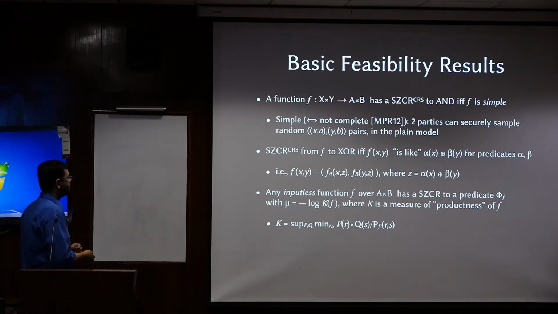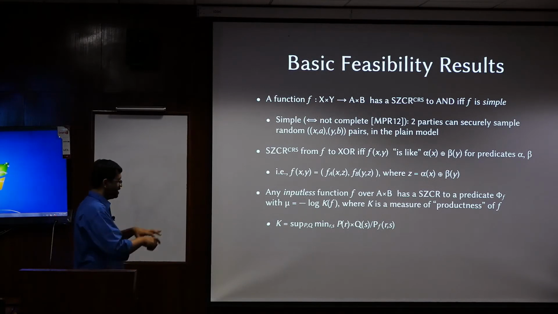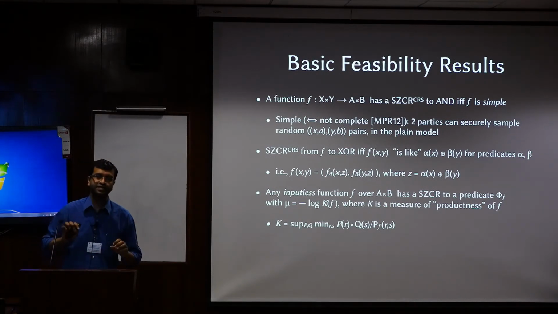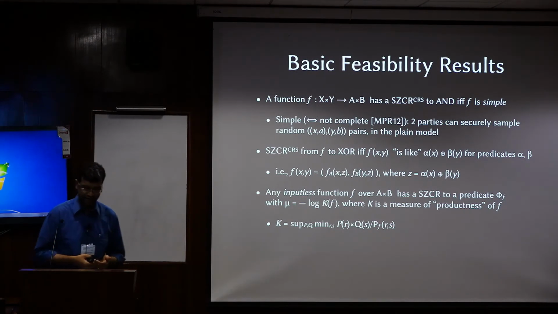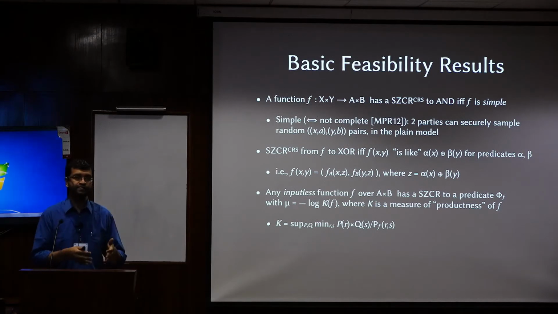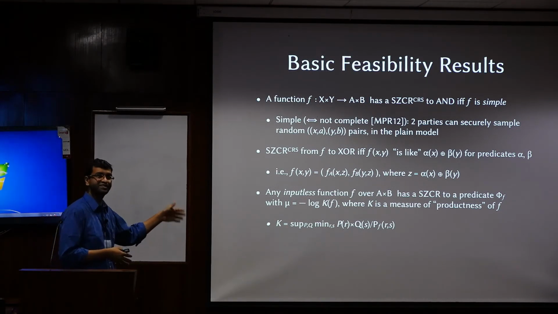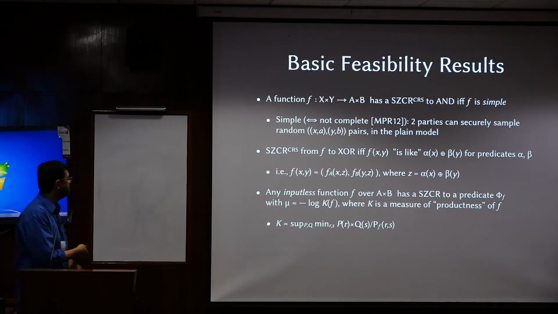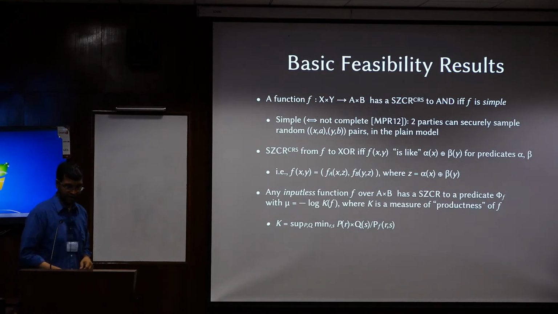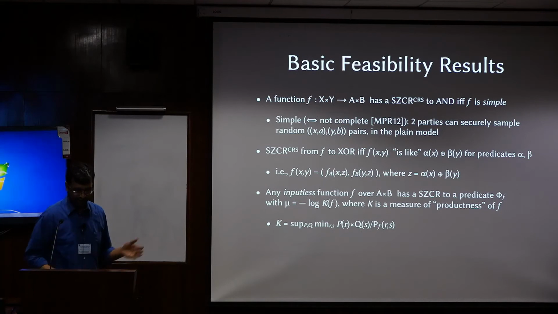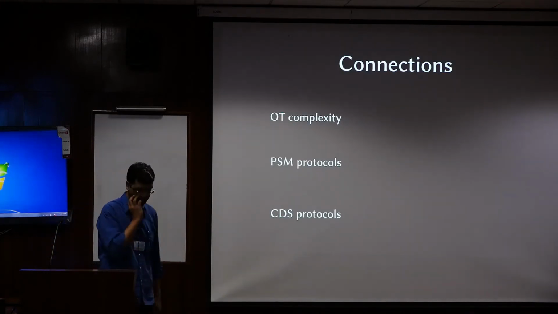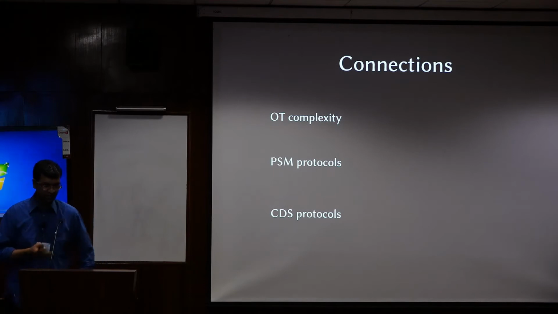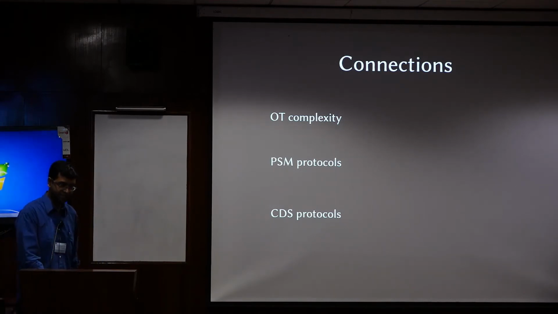And how well can you do it? The best you can do is given by how independent this correlation is, how uncorrelated the correlation is. So you can come up with a measure of how correlated it is, and this is the right measure for this problem because that's the best mu you can get. Okay, so a measure of productness or how independent the correlation is. Okay, so the basic things out of the way, let me try to tell you maybe the more interesting connections.